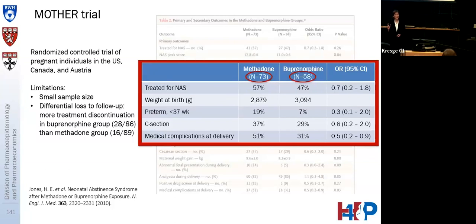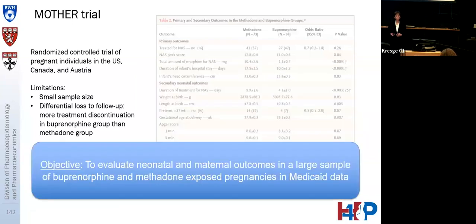In addition to the relatively small size, there was differential loss to follow-up in the context of this study. So there was a higher level of discontinuation for the buprenorphine patients compared to the methadone patients. So these trial results were definitely very encouraging, but still left some questions about what is the true magnitude of this effect. So we thought this was actually a great opportunity to sort of make use of these large databases that we have available to see whether we could actually put some more definition around the effects that we observed.